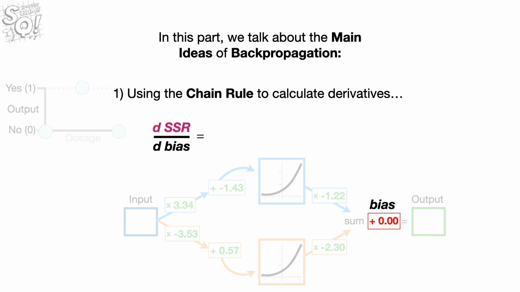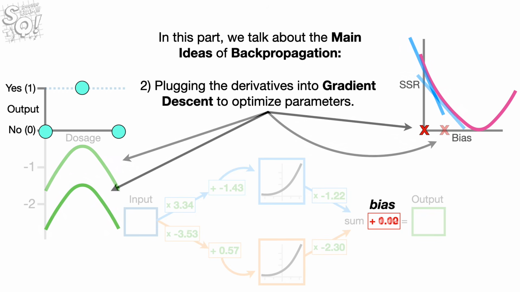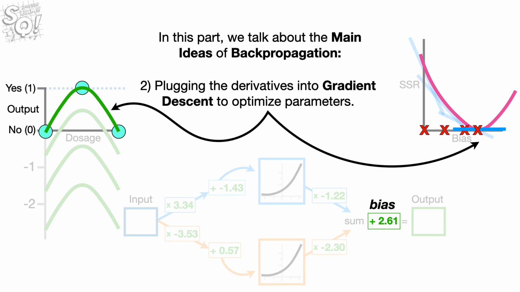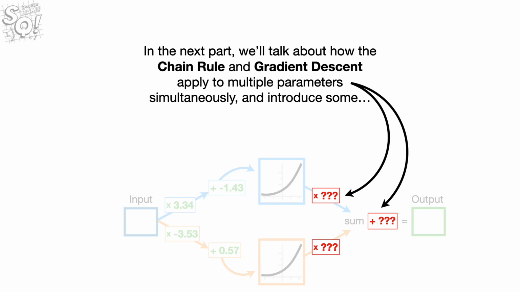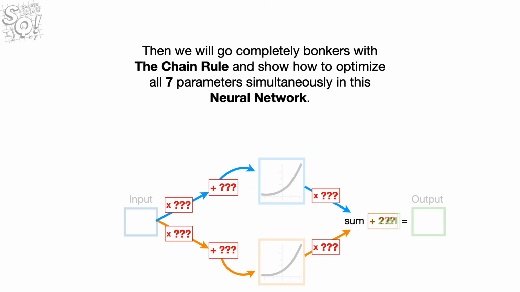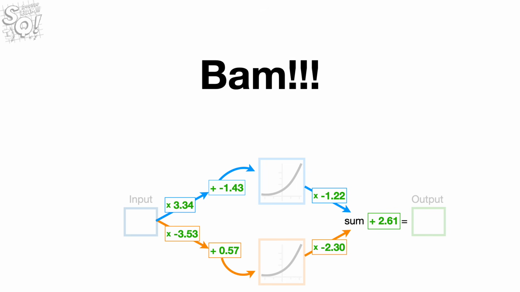1. Using the chain rule to calculate derivatives. And 2. Plugging the derivatives into gradient descent to optimize parameters. In the next part, we'll talk about how the chain rule and gradient descent apply to multiple parameters simultaneously and introduce some fancy notation. Then we will go completely bonkers with the chain rule and show how to optimize all 7 parameters simultaneously in this neural network. Bam!